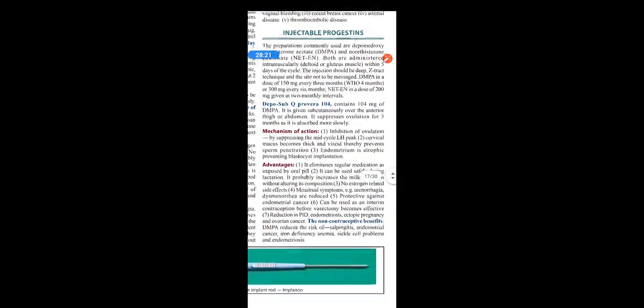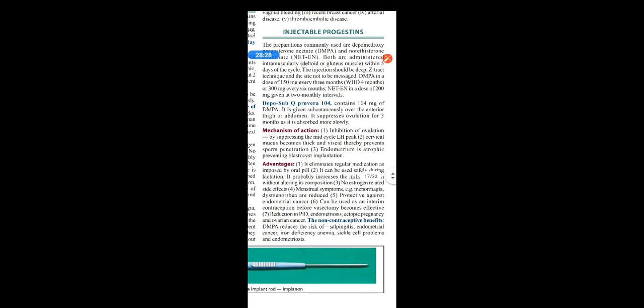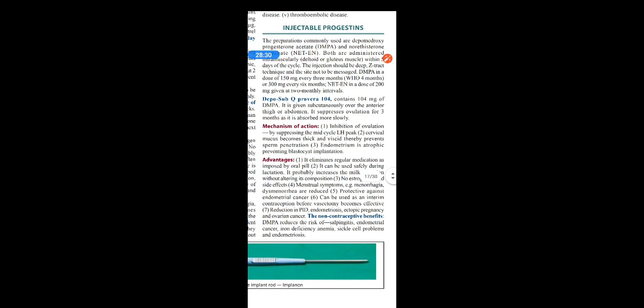One is 150 mg, which should be given every 3 to 4 months, and 300 mg, which should be given every 6 months. So 6-month and 3-month injections are available. NET-EN in a dose of 200 mg is given at a 2-monthly interval. So 2-monthly, 3-monthly, and 6-monthly injections are there for progestogens.